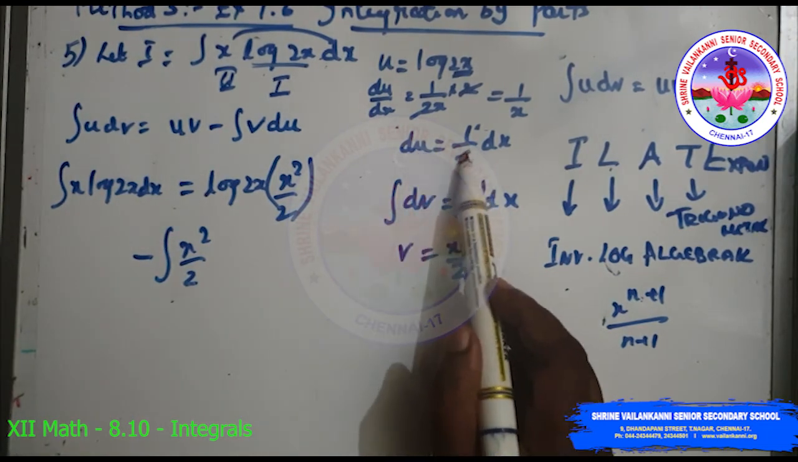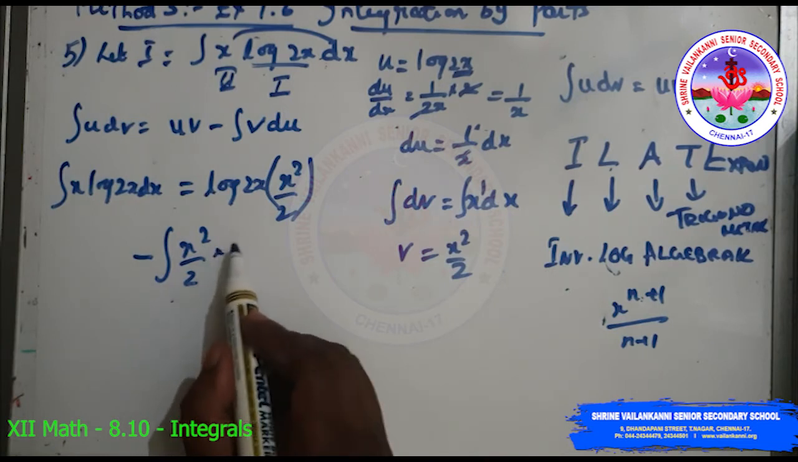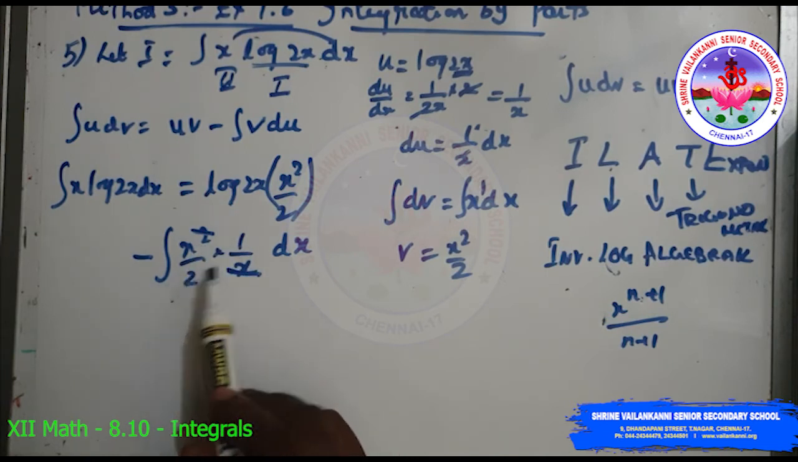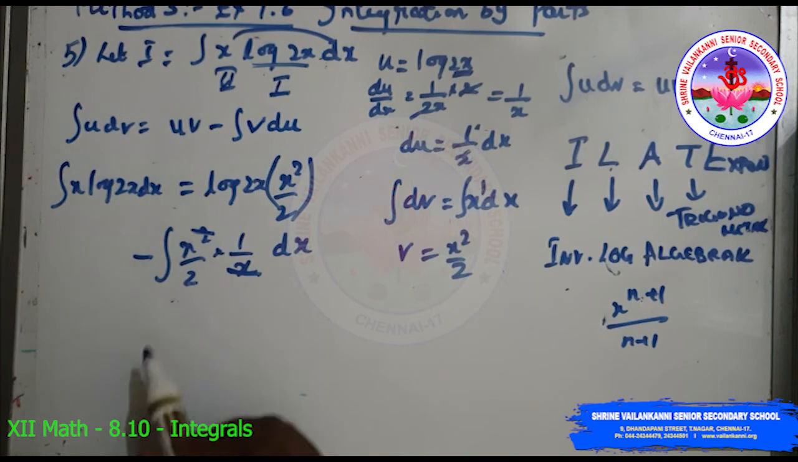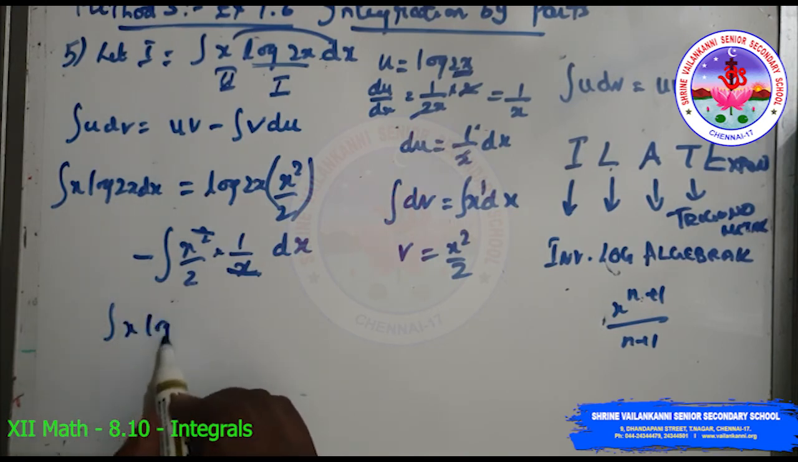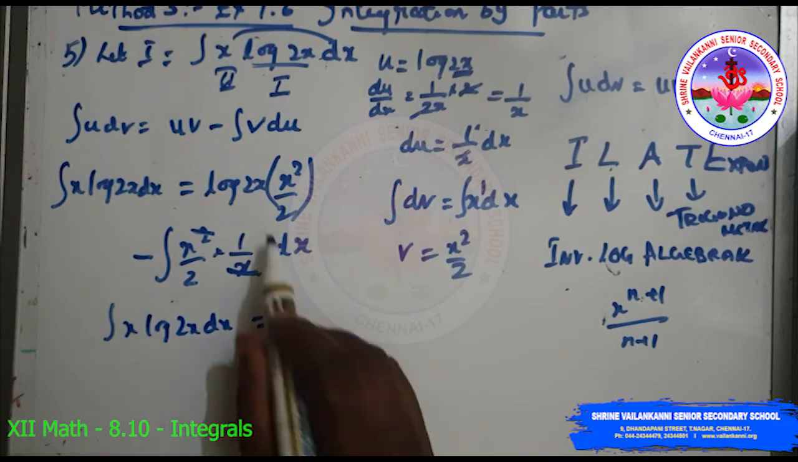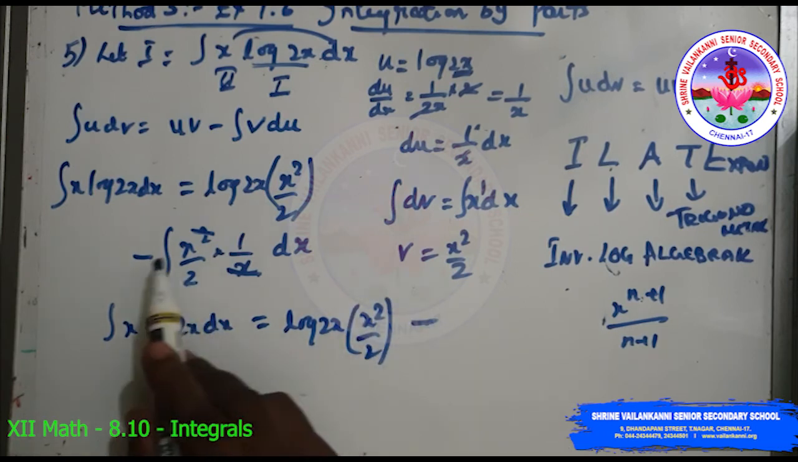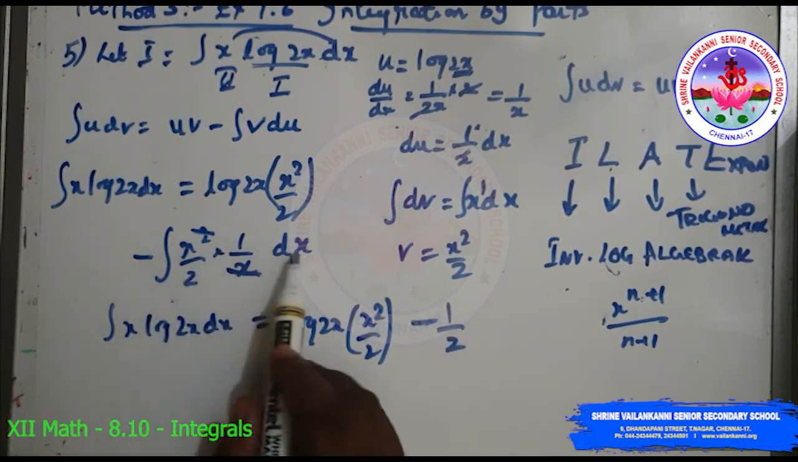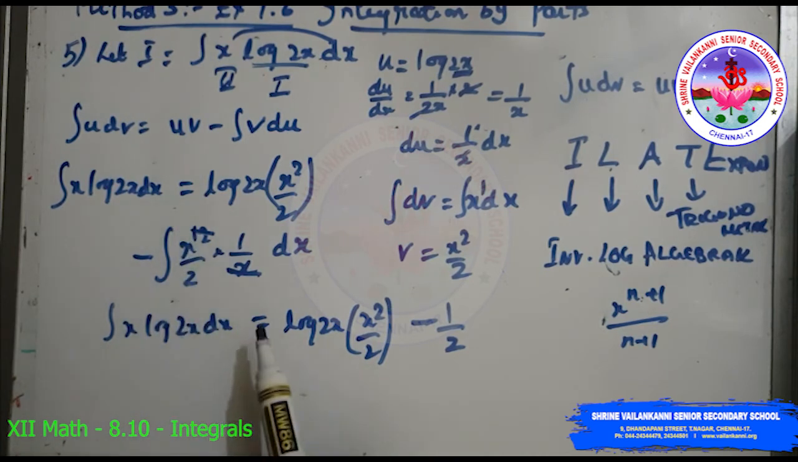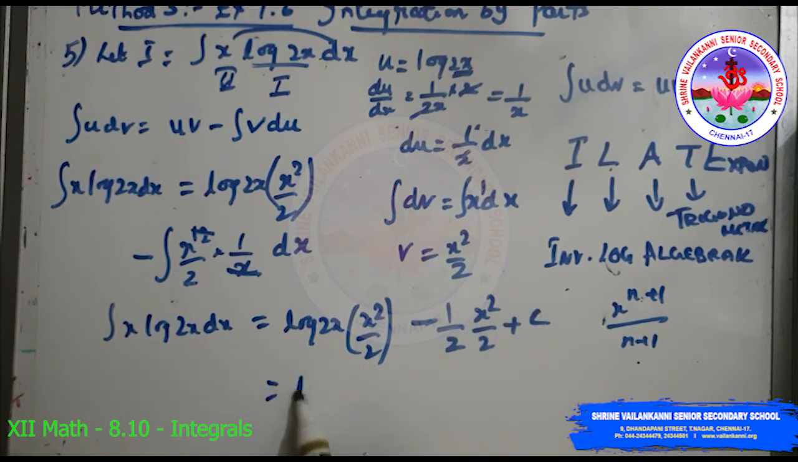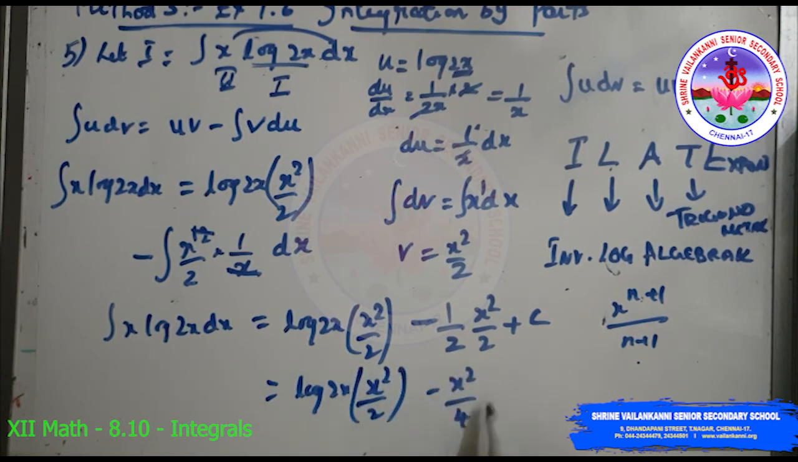du is 1 by x dx. So into 1 by x dx, cancelling x, we get x by 2 dx. So the integral of x into log 2x dx is equal to log 2x into x square by 2 minus 1 by 2 integral of x dx. Integral of x power 1, using the formula x power n plus 1 by n plus 1, we get x square by 2 plus c. So we can rewrite this as log 2x into x square by 2 minus x square by 4 plus c.